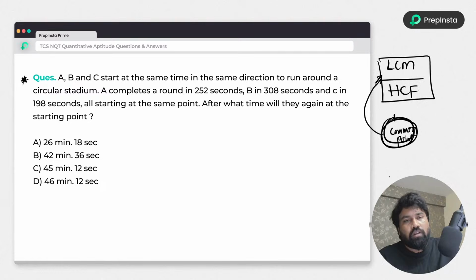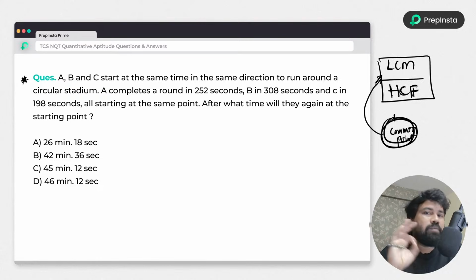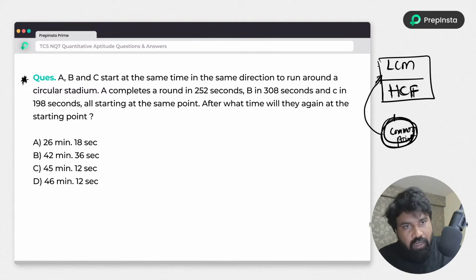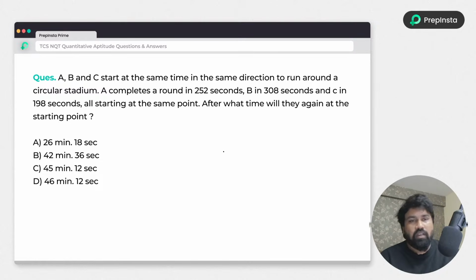And if they are asking about the maximum number of times, or the maximum number of plants they can plant, or how many maximum rows and columns you can take, if they are asking for the maximum, then you have to find the HCF. So you need clarity about how the problems on LCM and HCF are asked. If they are asking for minimum, always LCM. Maximum, HCF. And remember also one shortcut: the LCM value is always the higher value and the HCF value is always the lower value. This is how you need to take care.